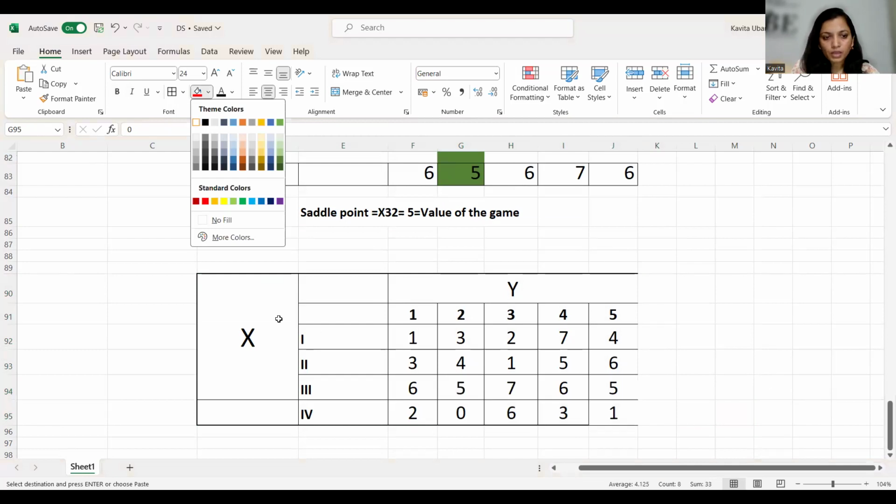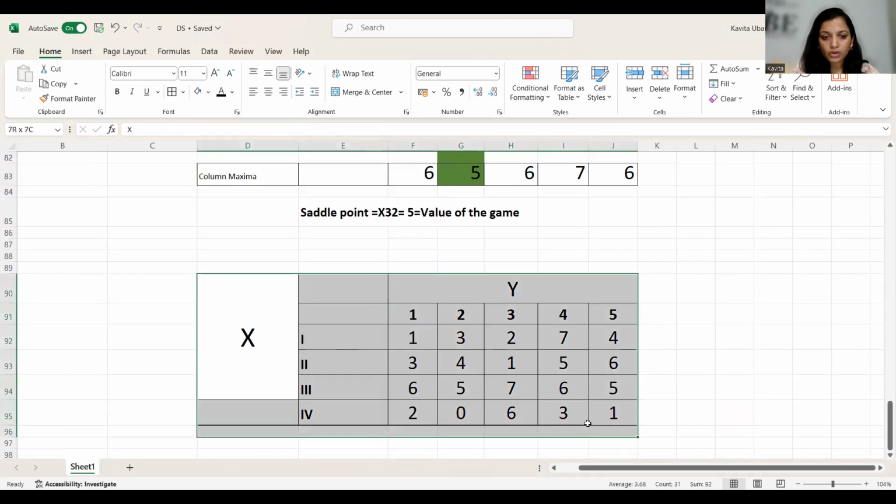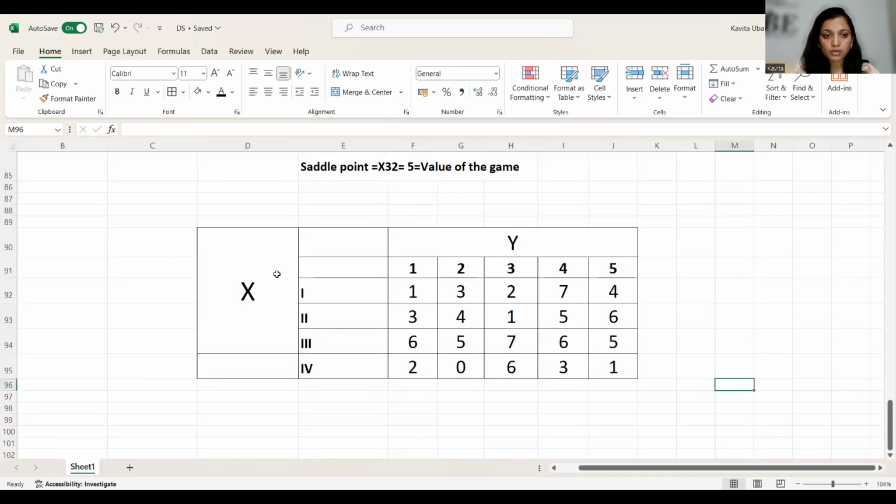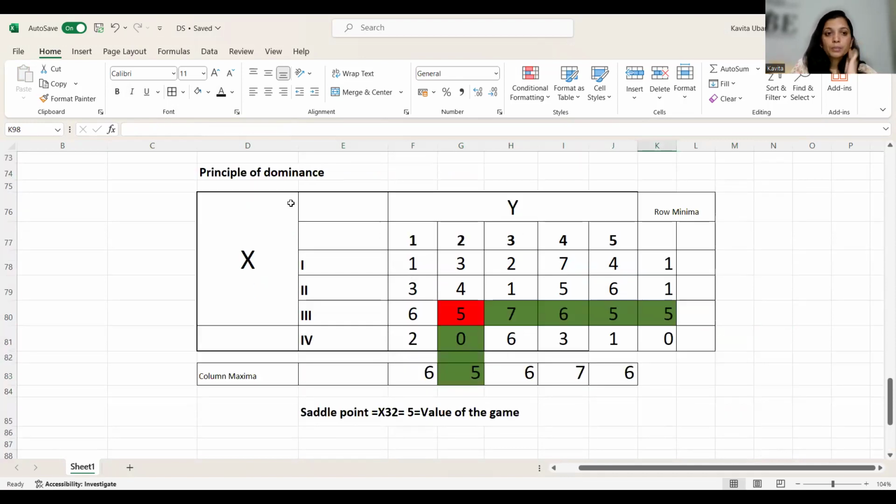Here, if you have any doubts, if you are not getting anything, you can write in the chat box. You can ask me queries regarding this. Okay, so this is the matrix given, and we are going to start with the principles of dominance.